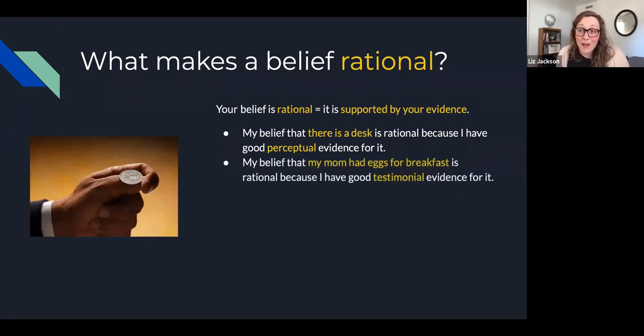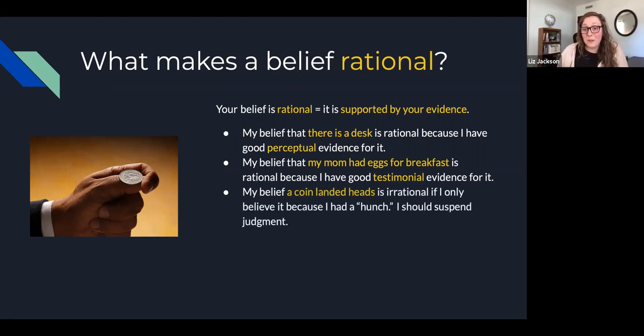My belief that my mom had eggs for breakfast this morning is rational because I have good testimonial evidence for it. My mom told me she had eggs and she doesn't have a reason to lie or deceive me about that. So it's a rational belief because, again, I have my mom's testimony, which is good evidence for it.